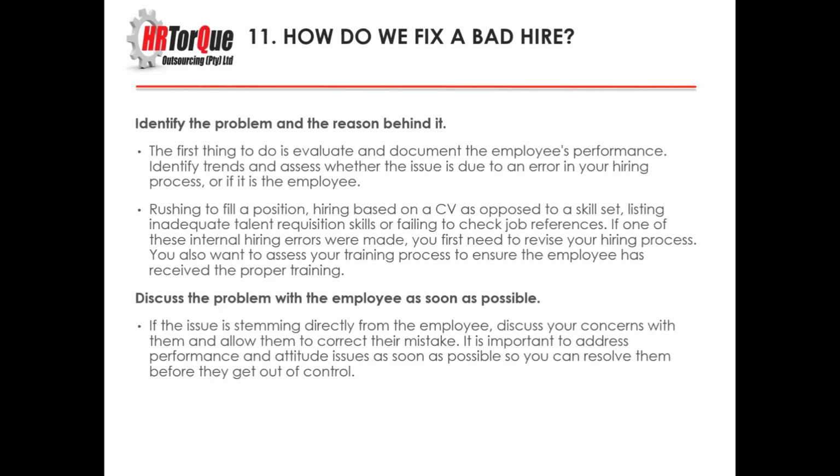If one of these internal hiring errors were made, you first need to revise your hiring process. You will also want to assess your training process to ensure the employee has received the proper training. Discuss the problem with the employee as soon as possible. If the issue is stemming directly from the employee, discuss your concerns with them and allow them to correct their mistakes. It is important to address performance and attitude issues as soon as possible so you can resolve them before they get out of control.